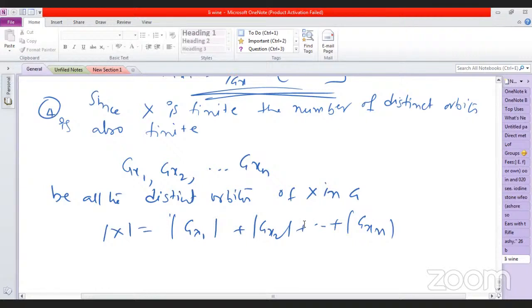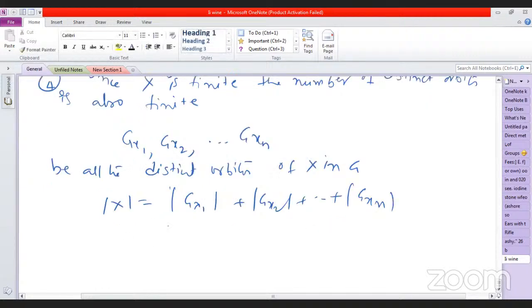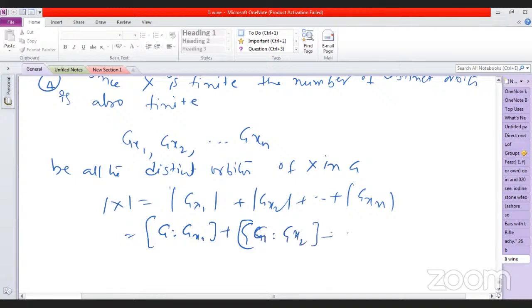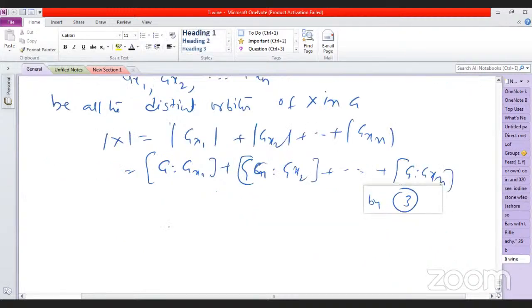So we can write from the third condition here: modulus of g of gx1 plus g of gx2 and so on plus g of gxn. From the third condition we are writing from here. Therefore, summation of i equal to 1 to n of g of gxi.